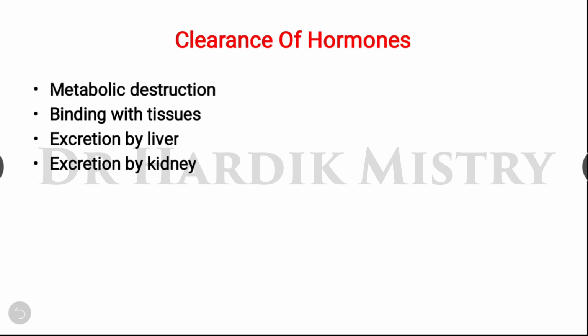Now the clearance of hormones. How does hormone clearance take place? Metabolic destruction, binding with specific tissues, excretion by the liver, and excretion by the kidney. That is the clearance of different hormones. I hope through this lecture you got a rough idea about endocrine physiology.